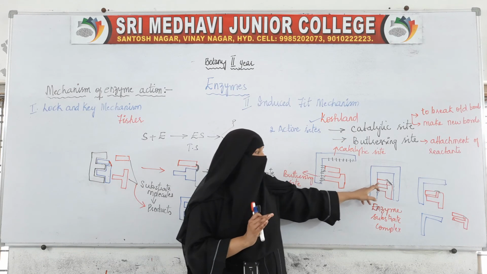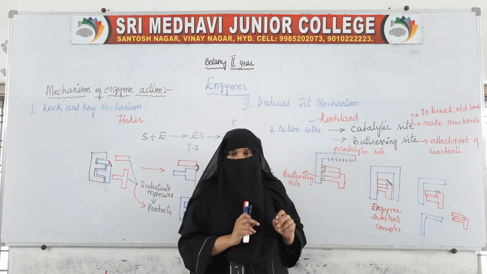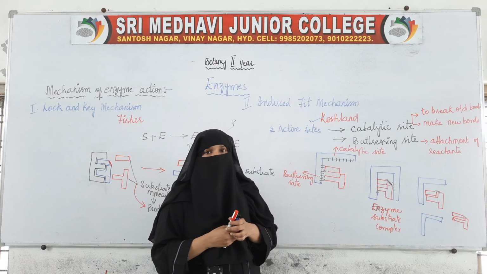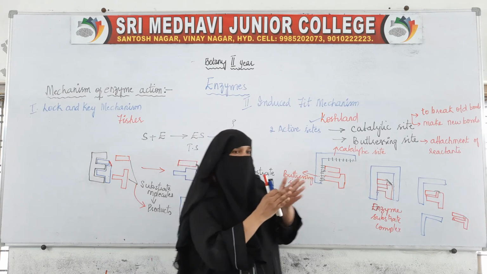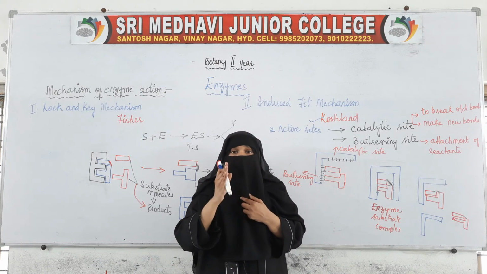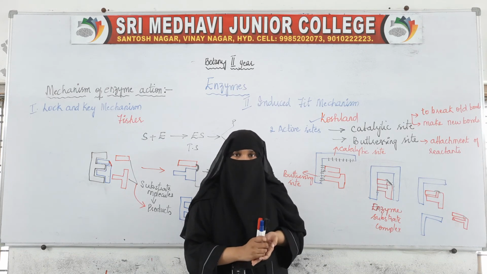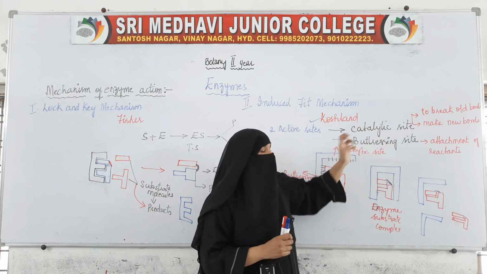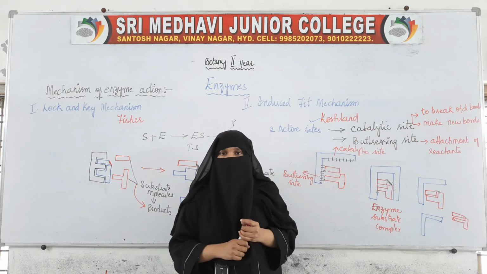Here we have shown that a bond is formed. In a similar manner, it can even break the bonds between them and make two products. From one single substrate, two products can be formed by the breaking of the bonds. So making and breaking of bonds is done by the catalytic site, and the binding site helps in the attachment of substrates.